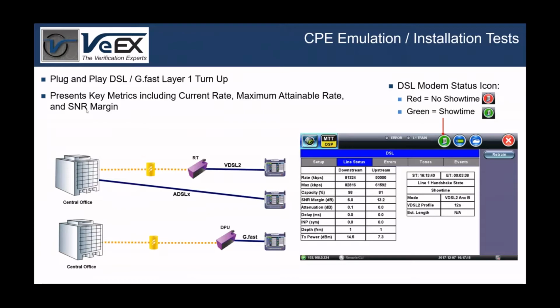The main application is your traditional classic plug-and-play DSL G.fast layer 1 turnup. Upon achieving showtime with the far-end DSLAM or G.fast DPU, the test set will present key metrics, including the achieved current rate, the maximum obtainable rate, the capacity, the SNR margin, attenuation, etc. There's an icon indicator where green indicates the modem is in showtime and red indicates no connection.